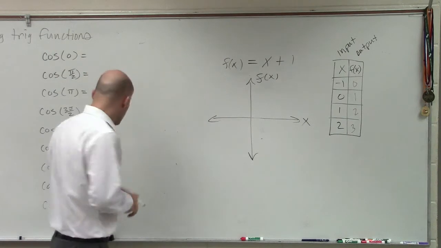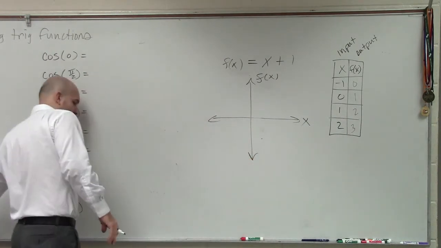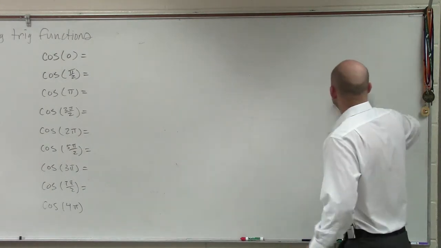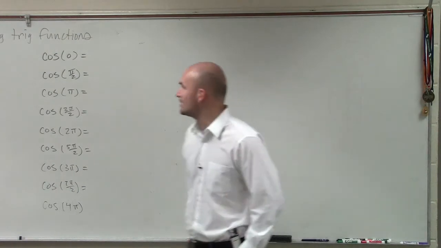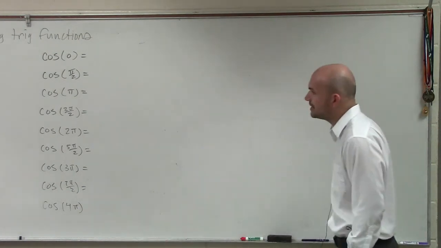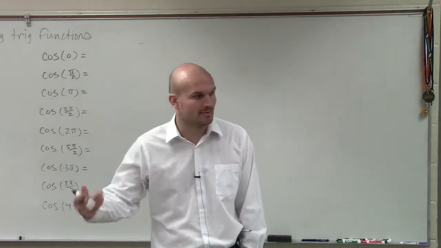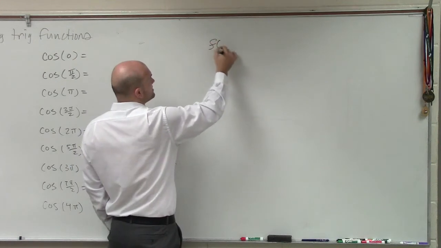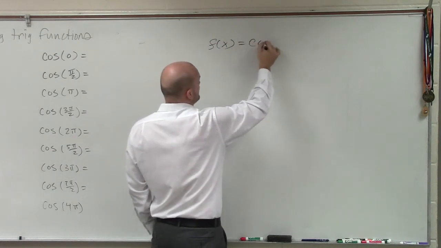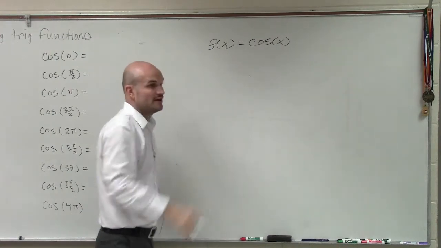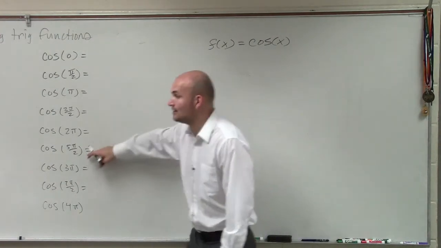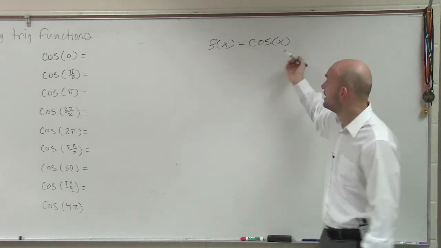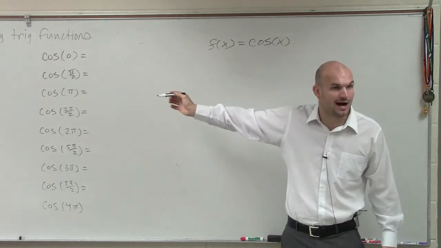All right? So what I asked you guys to do is determine some of these values. I gave you a couple values: cosine of 0, cosine of pi halves, cosine of pi, cosine of 3 pi over 2, and so on. So what I'm really trying to get at with you guys is, let's say I had a function f of x equals the cosine of x. Well, therefore, the values that I'm plugging in here are what we're going to call our input. And the answer that we're going to get out would be our output.